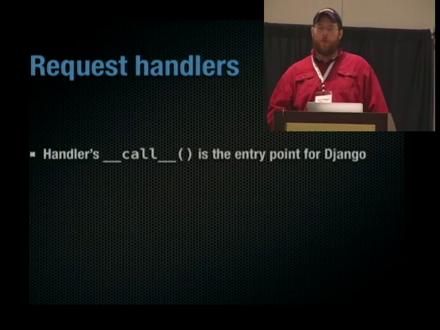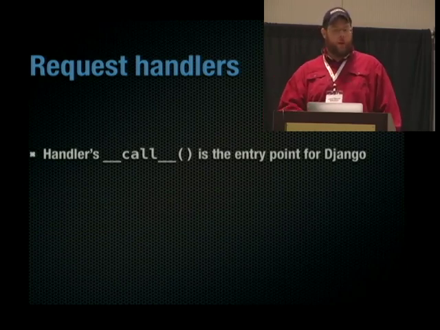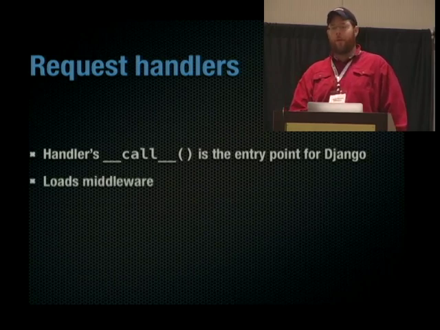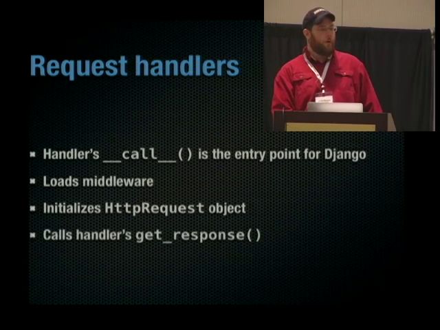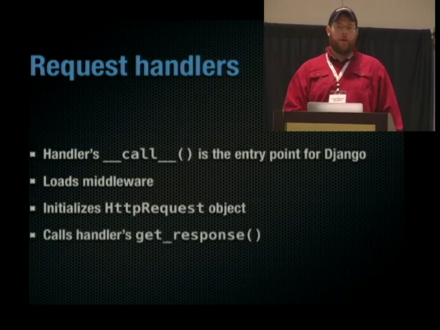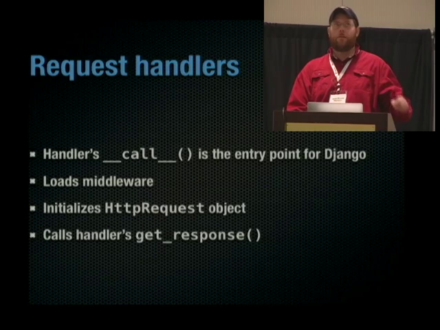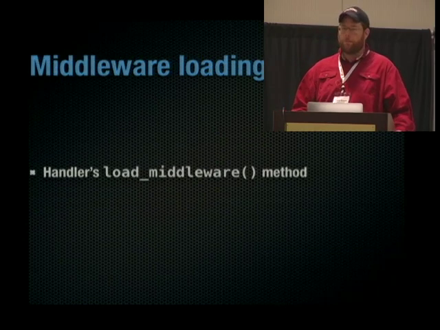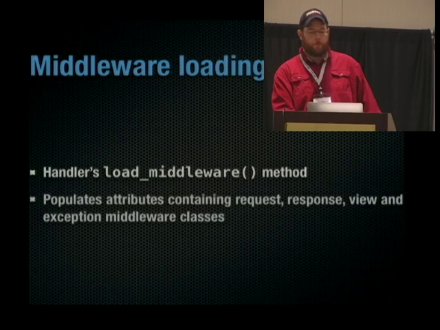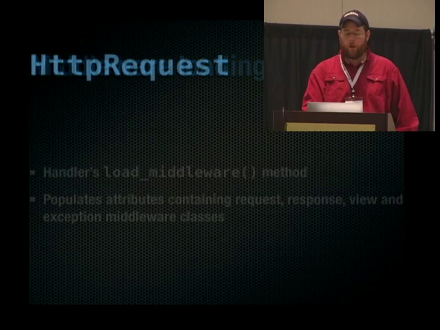Basically, the call method of the handler, it is a callable object, is the entry point for Django. This is where Django starts. That method loads the middleware, initializes an HTTP request object, and then calls the getResponse method of the handler. GetResponse is what the handler subclasses usually, I think ModPython overrides it, but WSGI doesn't, or the other way around. Middleware loading is done in a method called loadMiddleware. It populates attributes for the request, response, view, and exception middlewares.